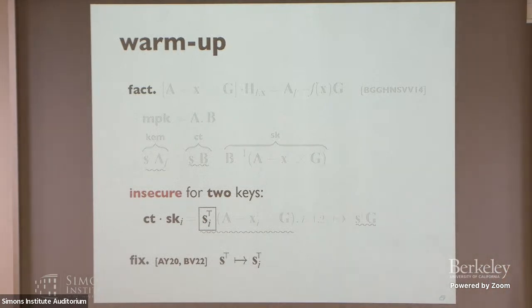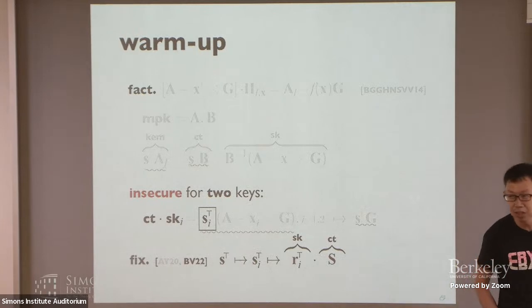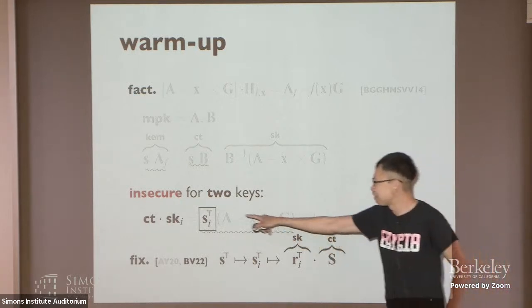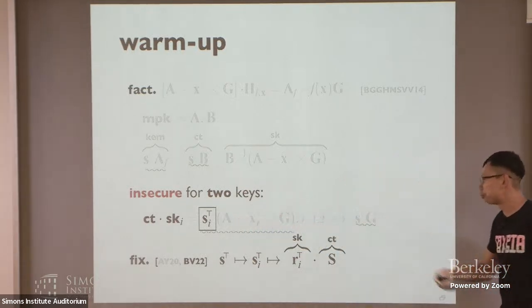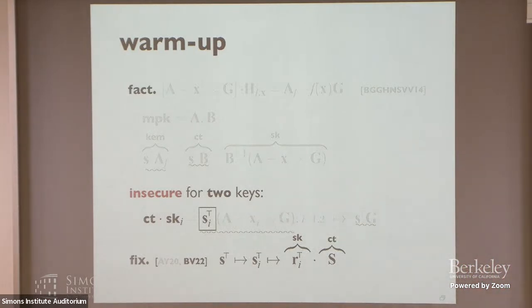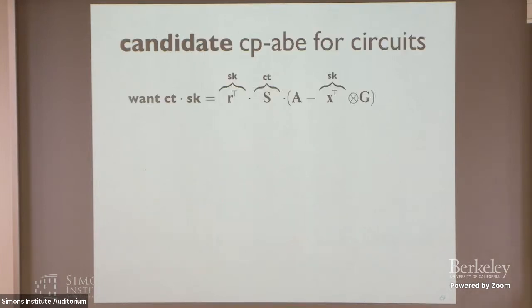Concretely, in the BV candidate, Brakerski and Vaikuntanathan, S_i is of the form R_i times the square matrix S, where your square matrix S is your new encryption randomness, and R_i is a Gaussian that comes from the secret key. This ensures that S_i changes every time we do decryption, and at least will prevent the attack. This is the approach we're going to take. So we want to design a scheme such that the product of the ciphertext and secret key is of the form R times S times (A minus X tensor G). Without the R, that's the one-key secure scheme that we started out with. But this is the one we want to get, so that the S in some sense changes every time we do a new decryption.